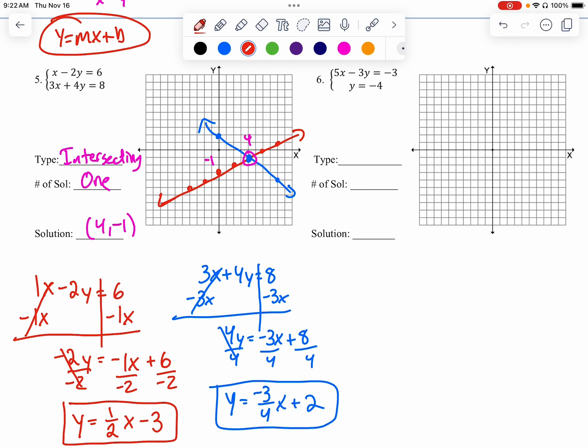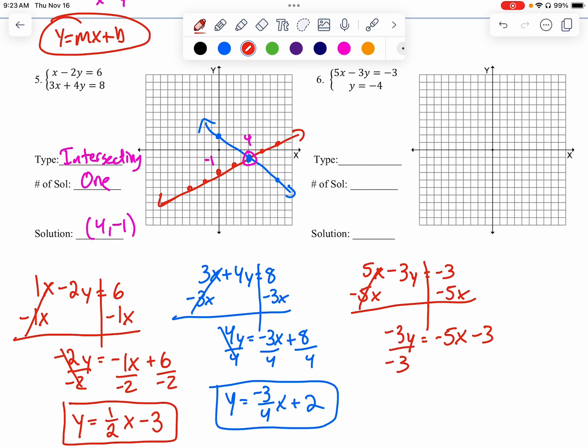Okay, last problem. So the first equation is not in y equals, so we need to move it around. So we're going to solve it down below. So positive 5x, to move it we would subtract. So -3y equals -5x minus 3. This time it was a -3, so that's why it's minus. Then we're going to divide by this -3 everywhere. So y equals negative over negative is a positive. Negative over negative turns into a positive.